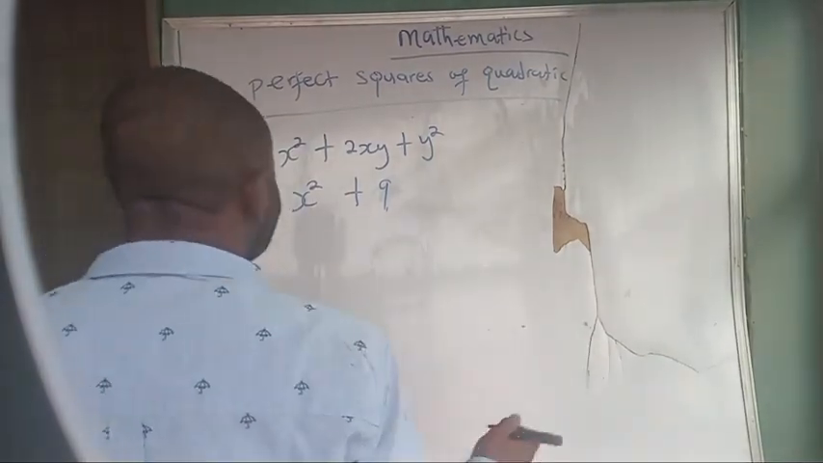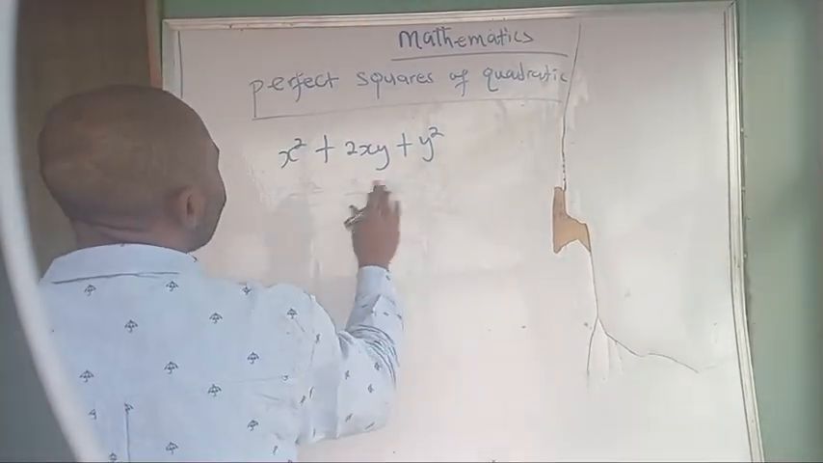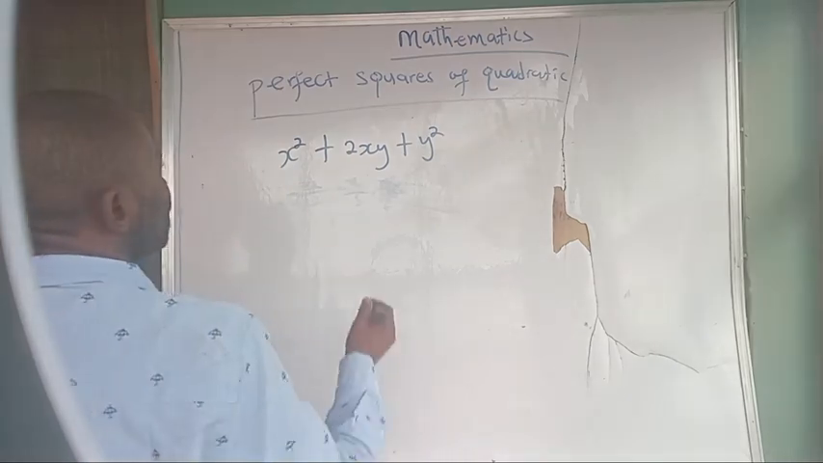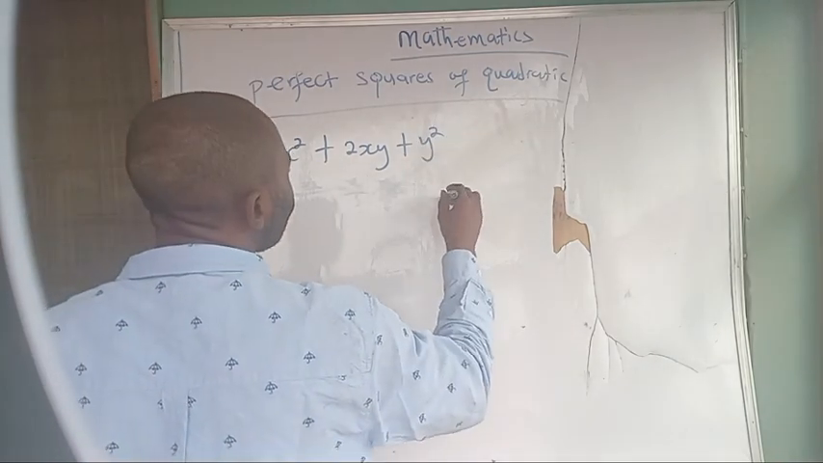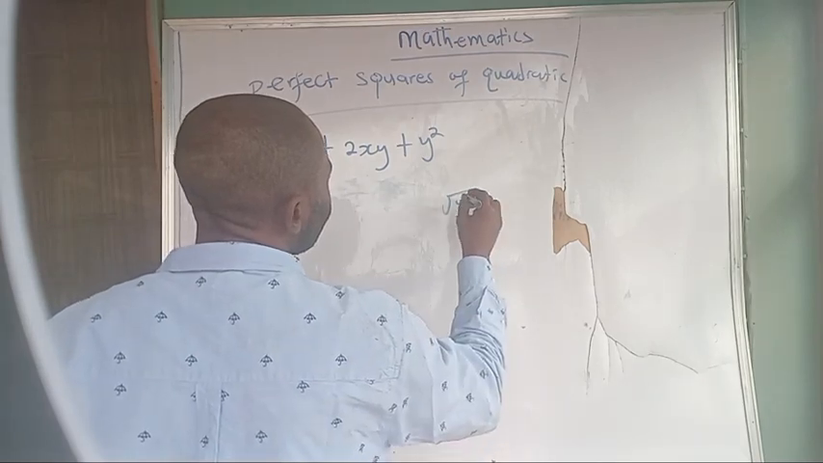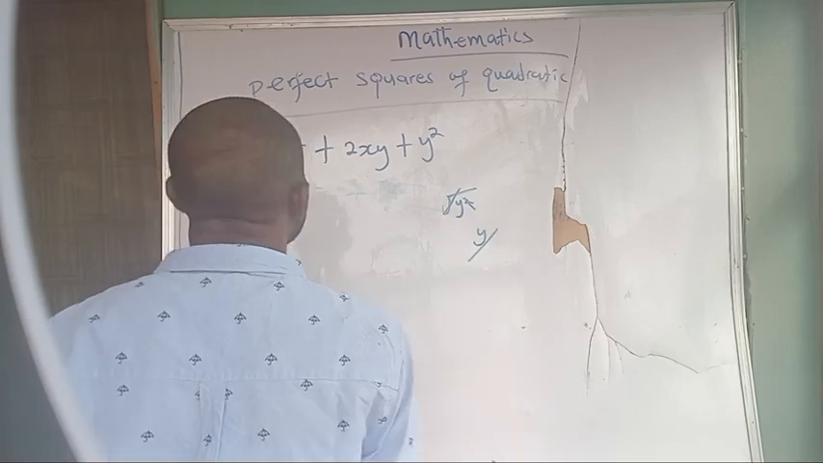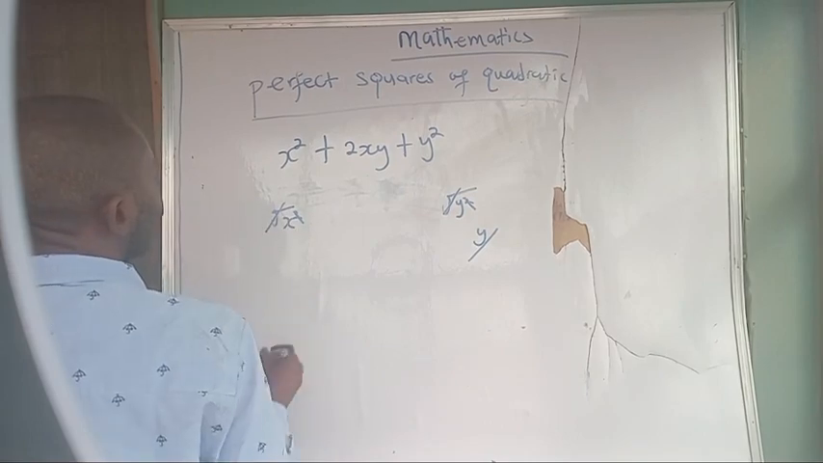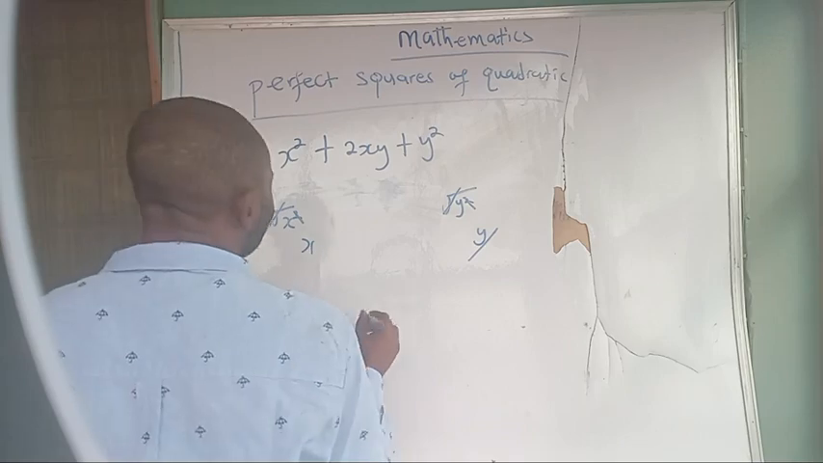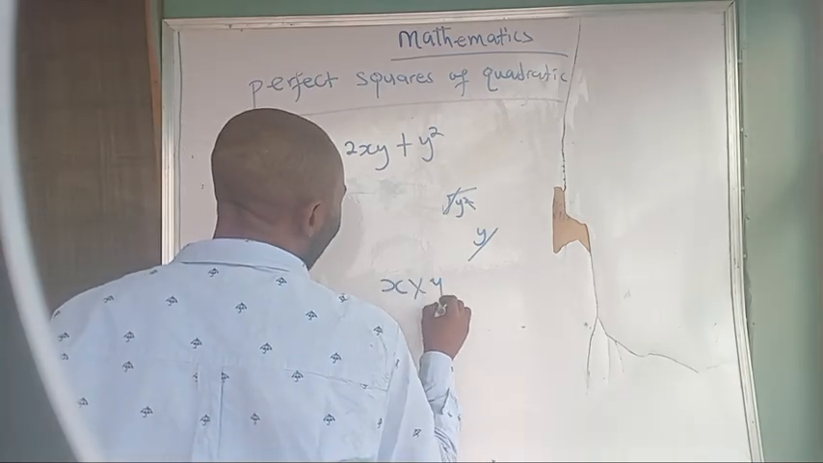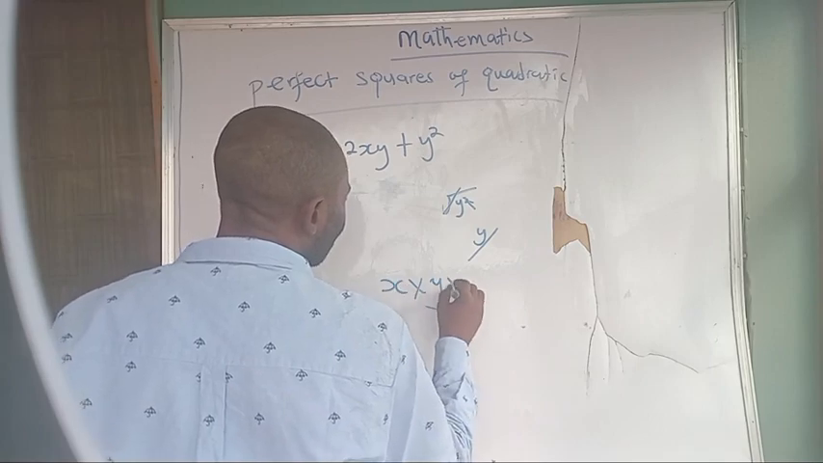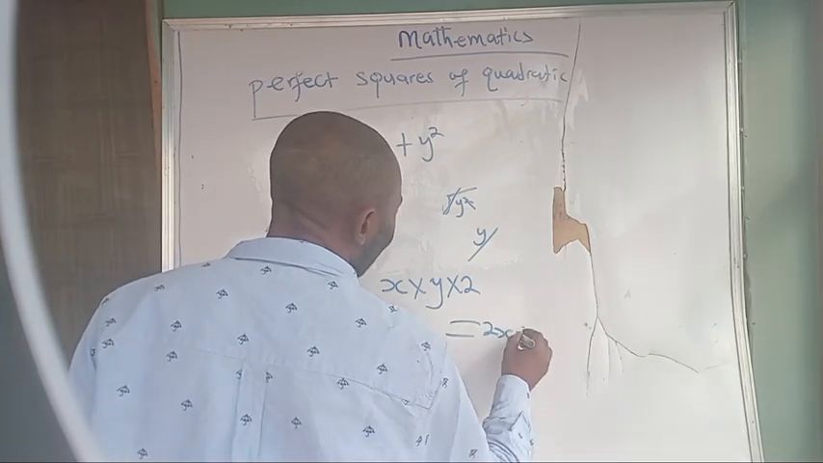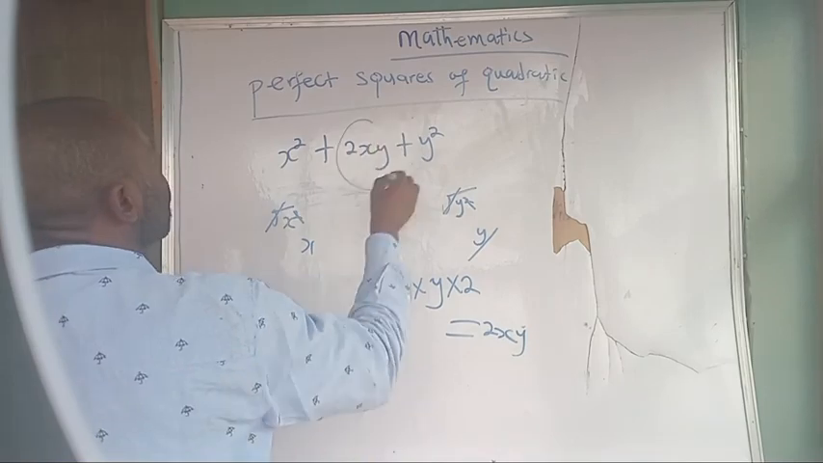So now, from this equation here, we can as well write it in this way. This is because when you take the square root of y squared, squares remove square roots, you have only y. Square root of x squared, you have only x. So when you multiply x times y by 2, it will give us 2xy. So that is the middle term.